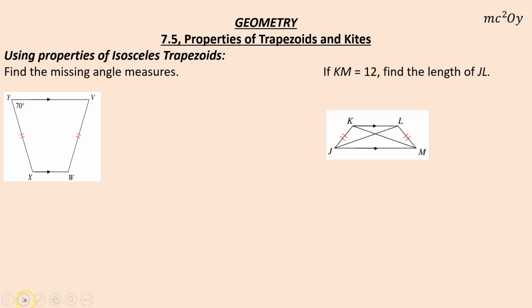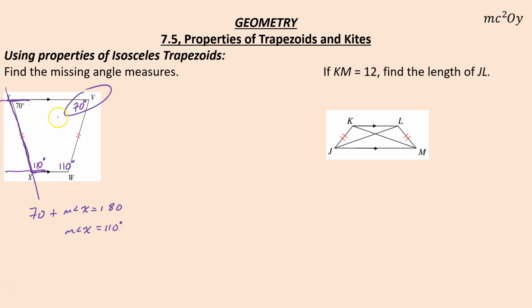All right, so let's go ahead and apply those theorems here, using those properties. Find the missing angle measures. Well, we have parallel lines, we have congruent legs, so therefore the base angles are congruent because it's isosceles. That's 70. And then remember, these are parallel lines. Therefore, these are consecutive interior angles or same side interior angles. Or in other words, you have parallel lines cut by a transversal. These two angles have to add up to 180. So 70 plus angle x is equal to 180. Therefore, measure of angle x is 110. And base angles are congruent. Therefore, angle W is also 110. Okay, there we got it.